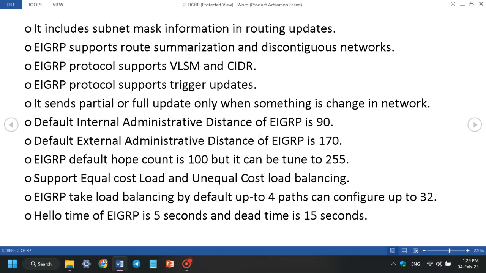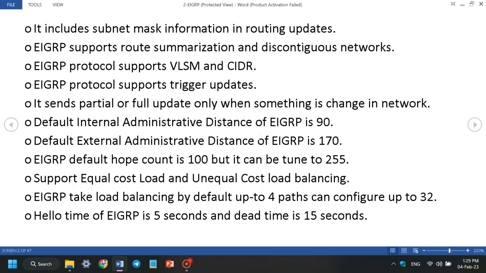Okay, let's come to our point. EIGRP supports route summarization and discontiguous networks. EIGRP supports VLSM and CIDR. EIGRP supports triggered updates. It sends partial or full updates only when something has changed in the network.